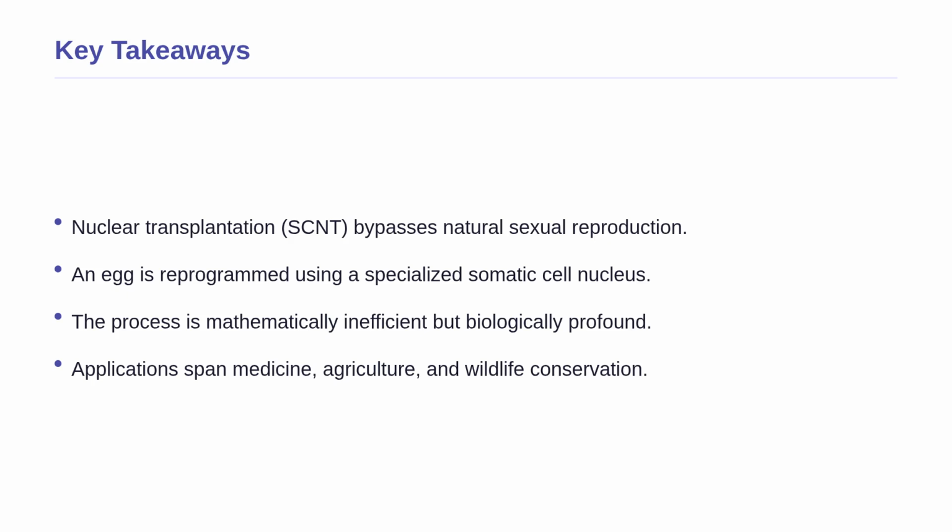We have covered a lot of ground today, so let us summarize the most important ideas. First, nuclear transplantation, or SCNT, is a profound tool that allows us to completely bypass natural sexual reproduction to create exact genetic copies. Second, we achieve this by replacing the nucleus of an egg cell with a somatic nucleus, effectively reprogramming the egg to develop into a clone.